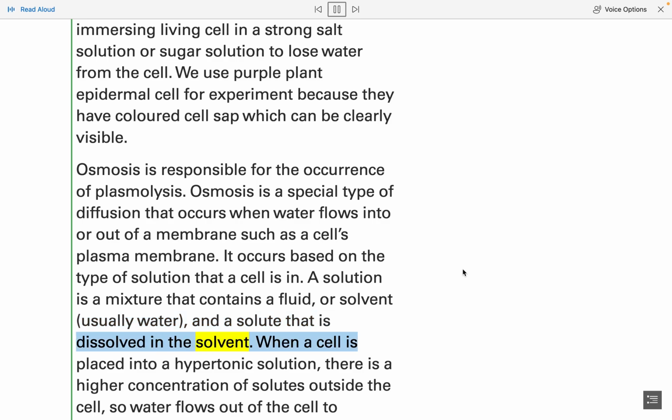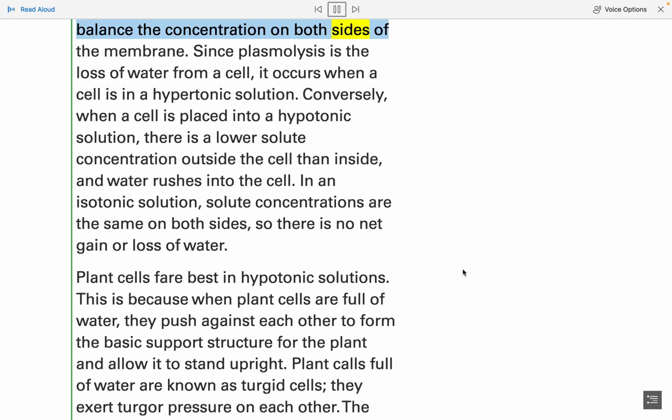the solvent. When a cell is placed into a hypertonic solution, there is a higher concentration of solutes outside the cell, so water flows out of the cell to balance the concentration on both sides of the membrane. Since plasmolysis is the loss of water from a cell, it occurs when a cell is in a hypertonic solution.